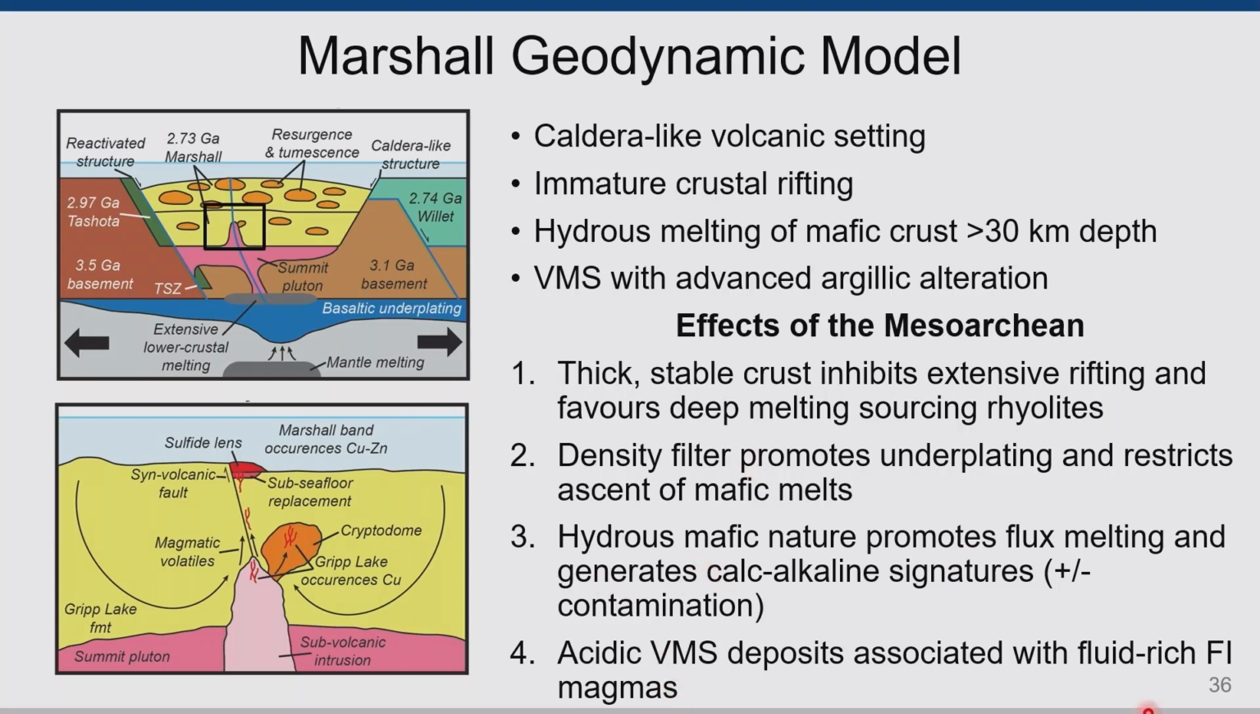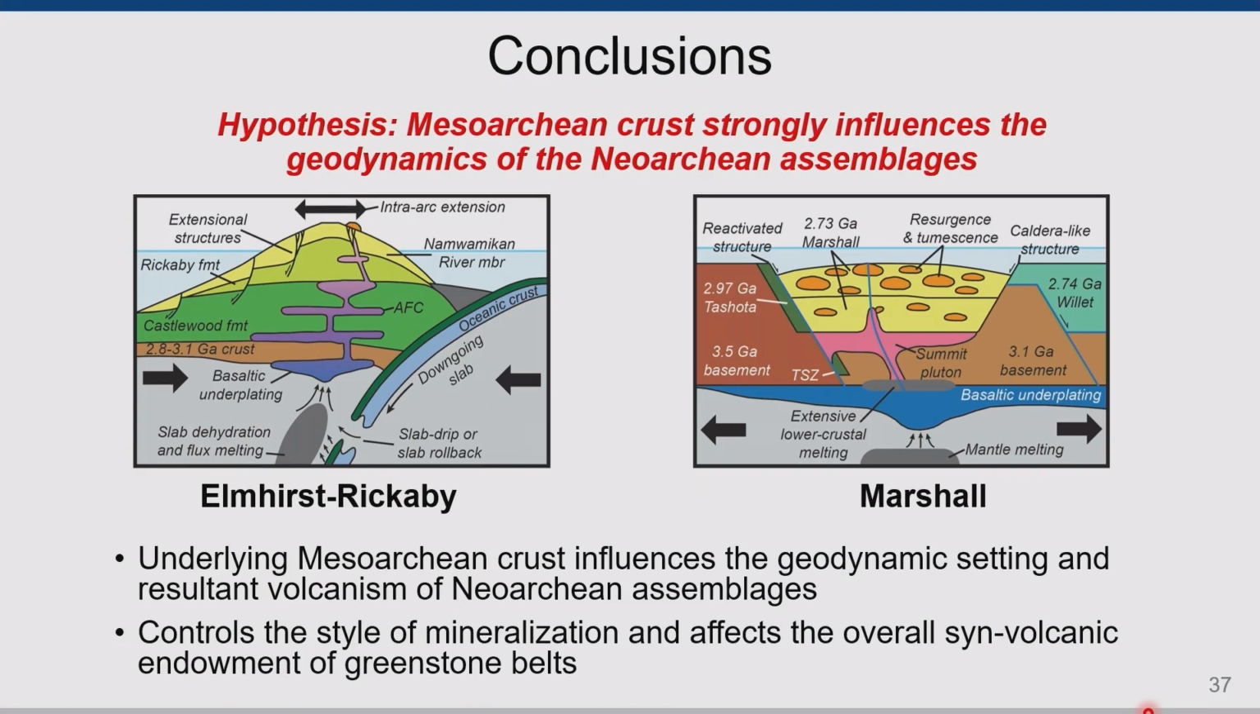And so coming back to the hypothesis that I put out at the beginning of this talk, and that's that Mesoarchean crust influences the geodynamics of Neoarchean assemblages. I think we can see from these two examples that we see a very different sequence of volcanic rocks, a difference in petrogenesis, and a difference in metallogeny that results from this within the Neoarchean rocks. And this is quite possibly explaining why we have so much less endowment within this greenstone belt. You're just not developing high-level heat flow hydrothermal systems to make your big VMS.